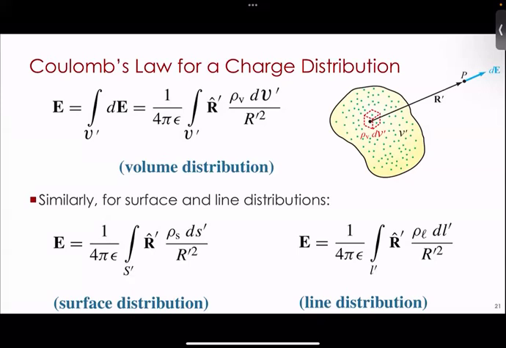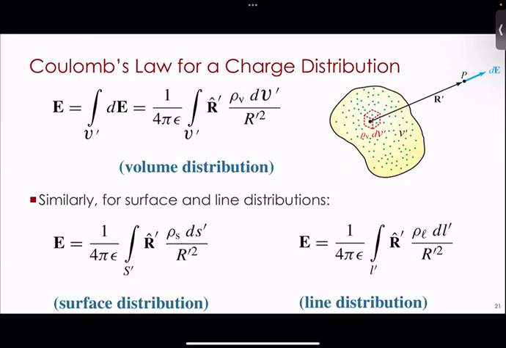In terms of volume, you can visualize it as a tiny little cube. In terms of surfaces, you can visualize it as a tiny little square. As a line, you can think of it as a tiny little segment of line. So this is our first way to calculate the electric field. We got Coulomb's law. We're going to have 3 ways to calculate electric fields.